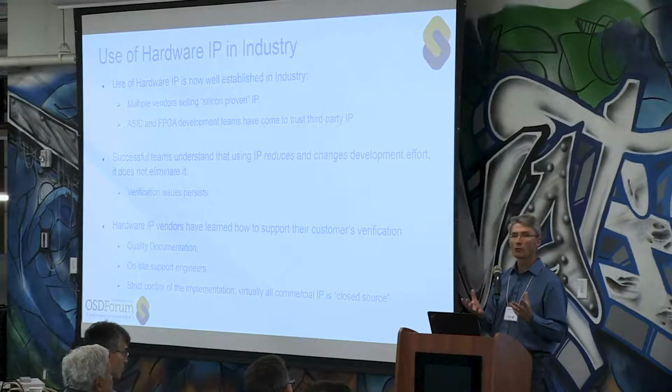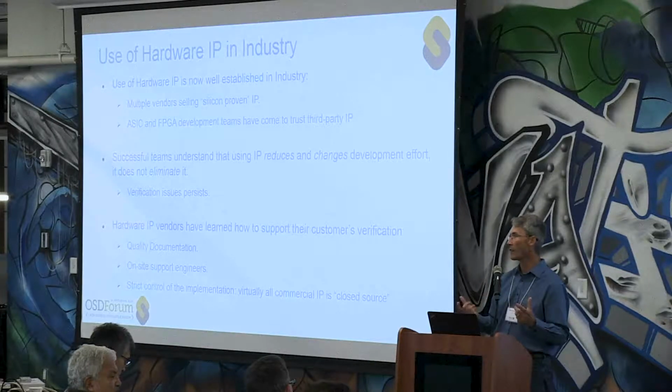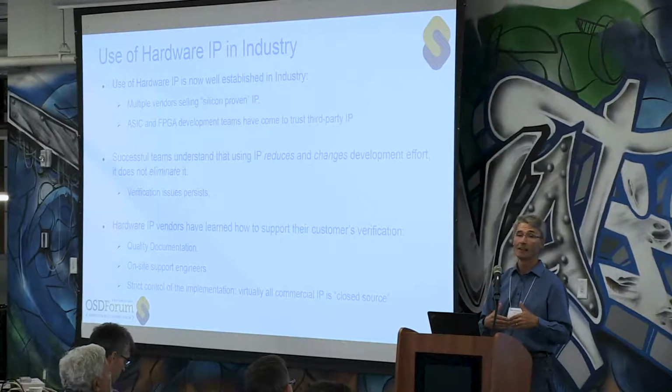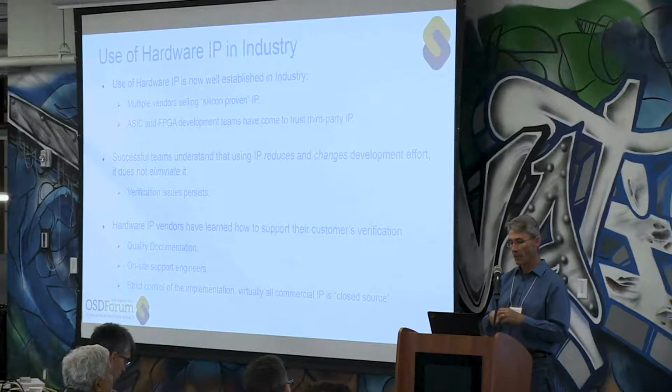This is typically closed source IP. It's sold to you as a black box. You can't actually see the RTL. It might be encrypted. There might be other protection schemes on it. And the vendor has strict control over this.